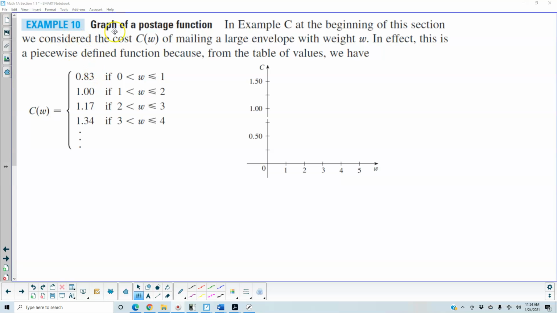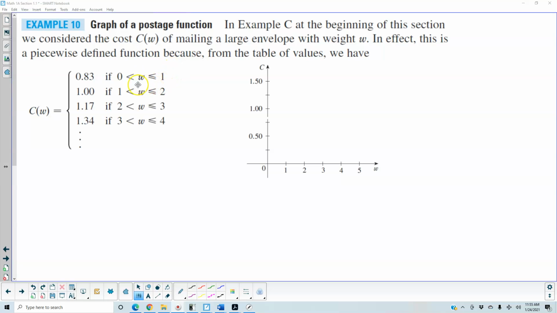Example 10, graph of a postage function. In example C, at the beginning of this section, we consider the cost C of mailing a large envelope with weight W. In effect, this is a piecewise defined function because from the table of values we had the following.